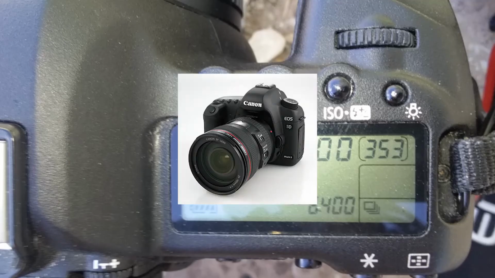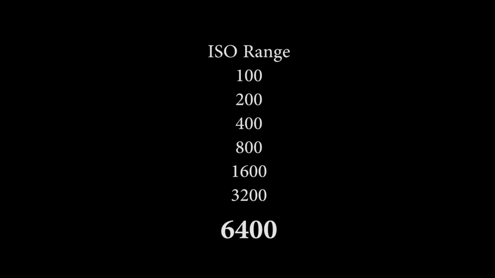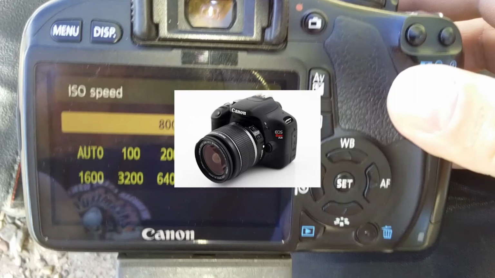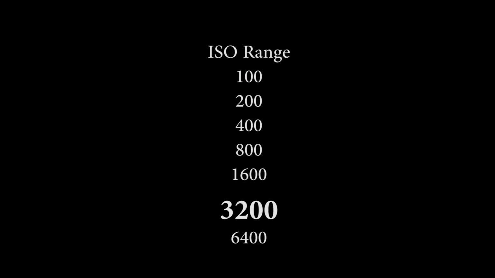If you are shooting with a full frame camera, or a camera that has very high ISO performance, you can go up to 6400, but I wouldn't go anything over that. Now, if you're shooting with a consumer grade camera or any crop sensor camera, I would not go over 3200, period.